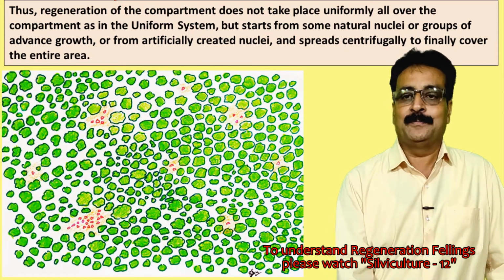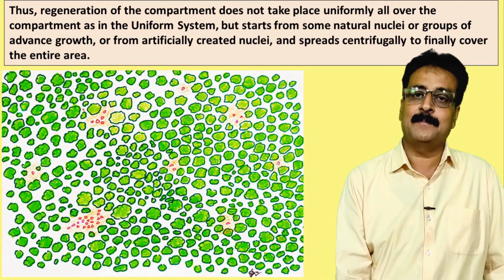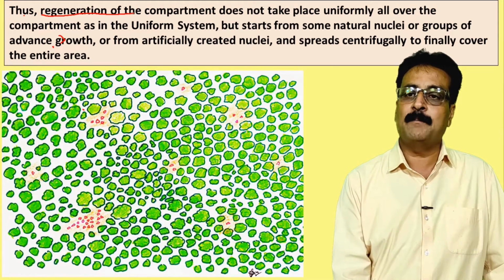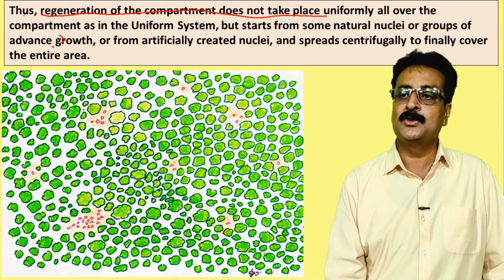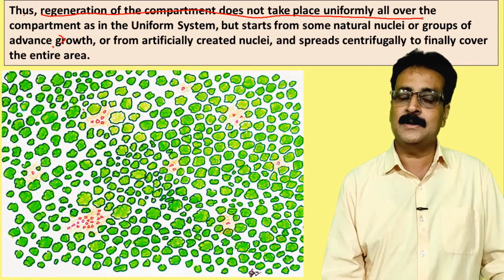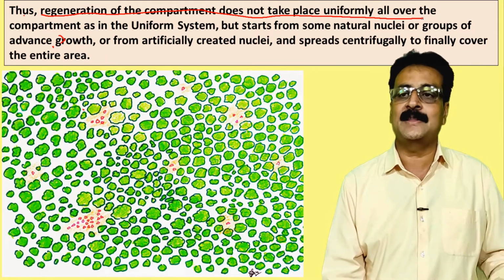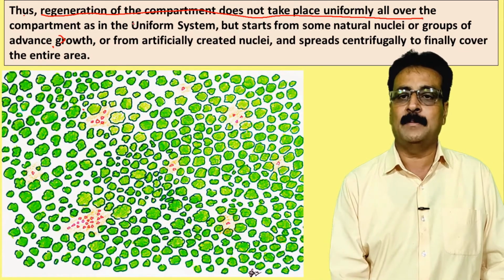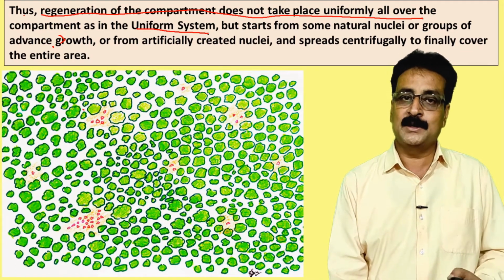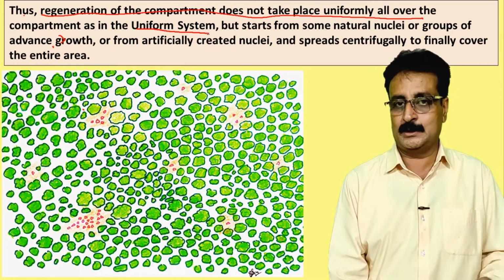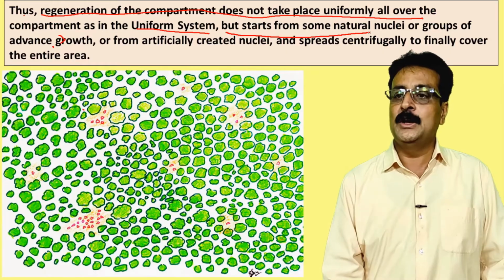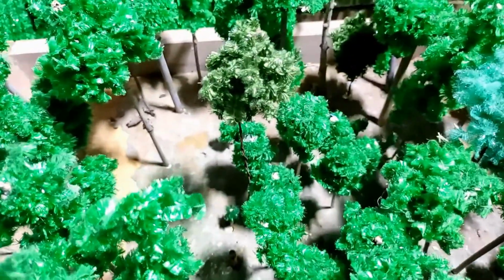So let's take an example. Thus, regeneration of the compartment does not take place uniformly all over the area. The condition is like this, the species is like this, that the regeneration doesn't come uniformly all over the compartment as a uniform system. So this is the difficulty in that area or in that species.